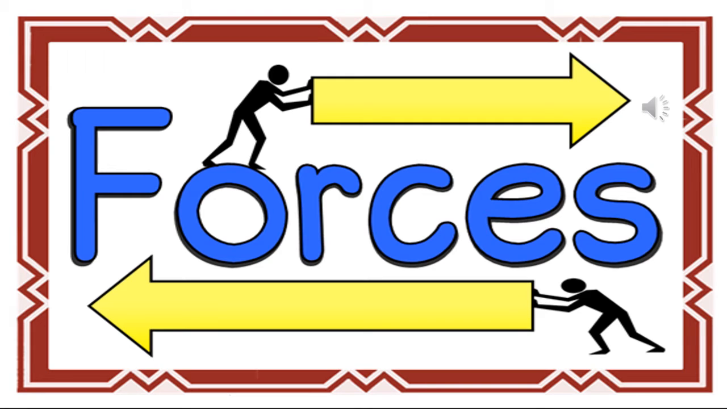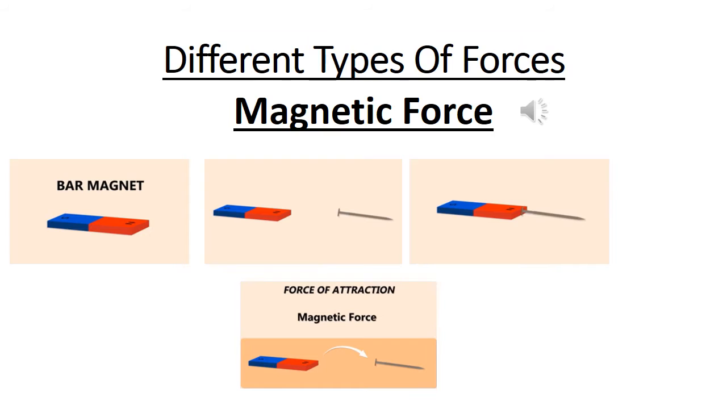So today we are going to continue our third chapter, forces. In this chapter we will learn about the different types of forces. Magnetic force, page number 68. Magnets can attract objects made of magnetic materials such as iron and steel. They can pull these objects towards them.